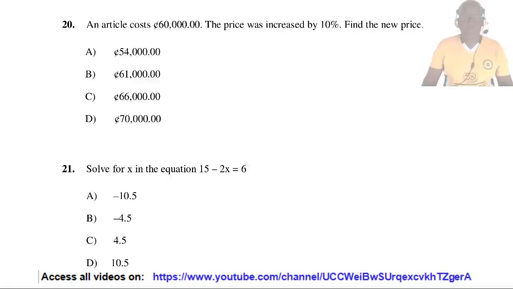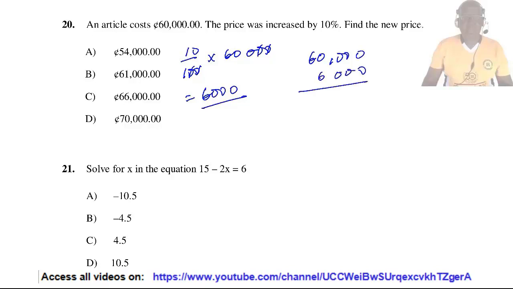Question 20. An article costs 60,000 cedis. The price was increased by 10%. Find the new price. 10% of 60,000 is 10 over 100 times 60,000. Zeros will cancel out, and we shall be left with 6,000. So the new price is going to be equal to the original price, 60,000, plus 6,000. This is 66,000. So the answer is C.